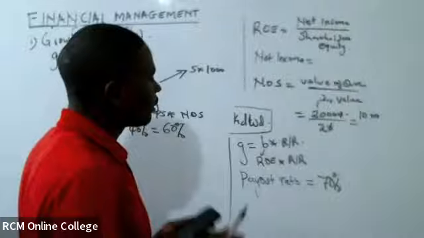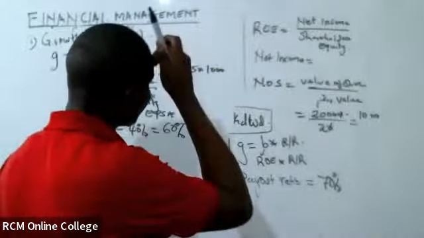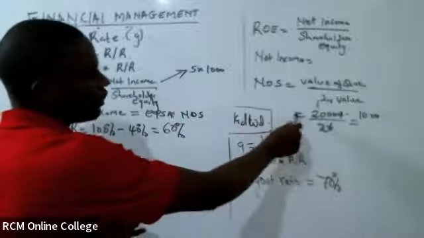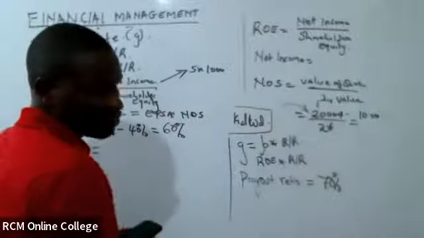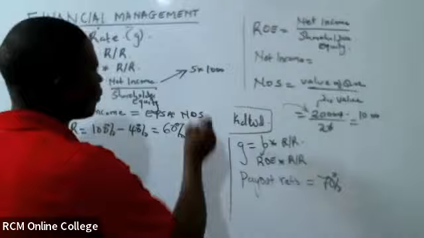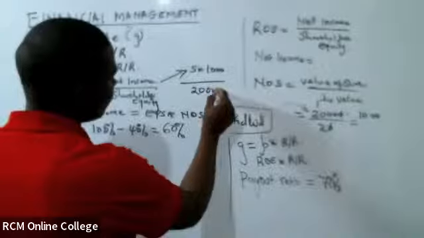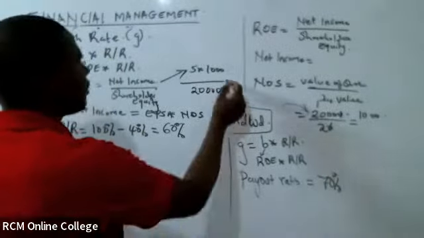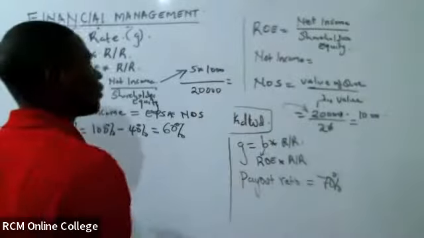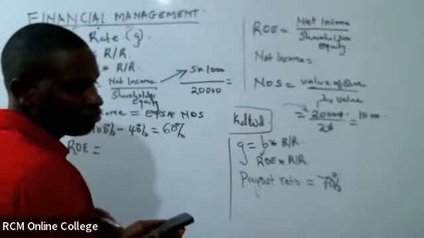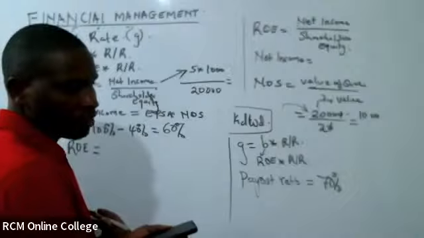Let's continue. So already we have 5,000 as our net income, and our shareholders' equity is 20 million. That's the value there, so I divide by 20 million. So who can give me the ROI here? What is the ROI?